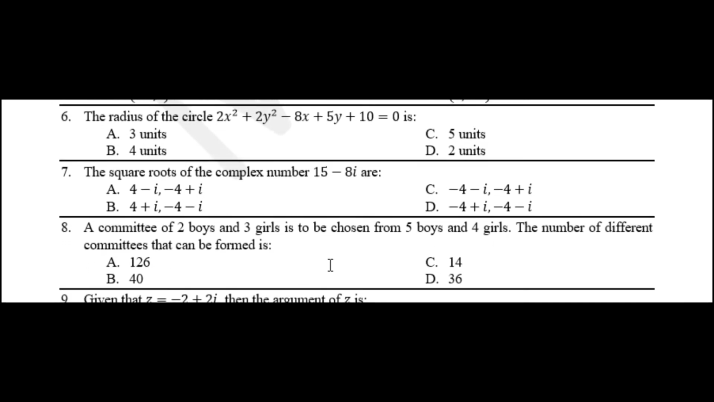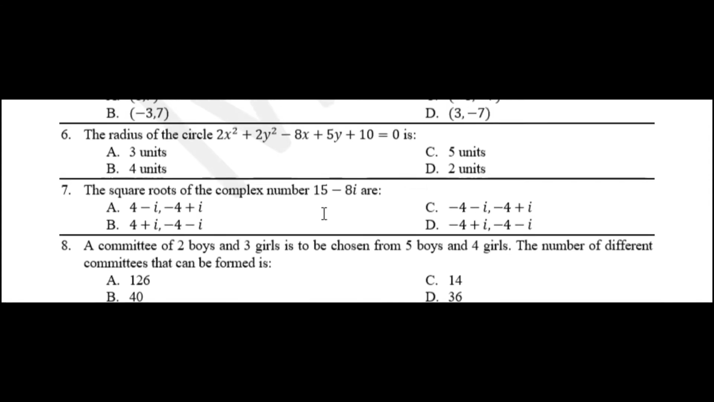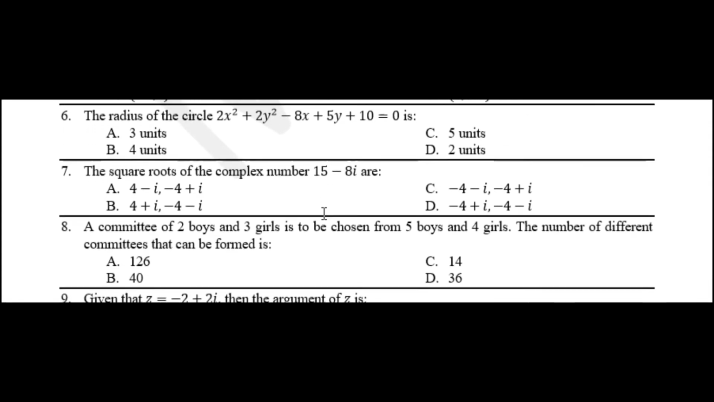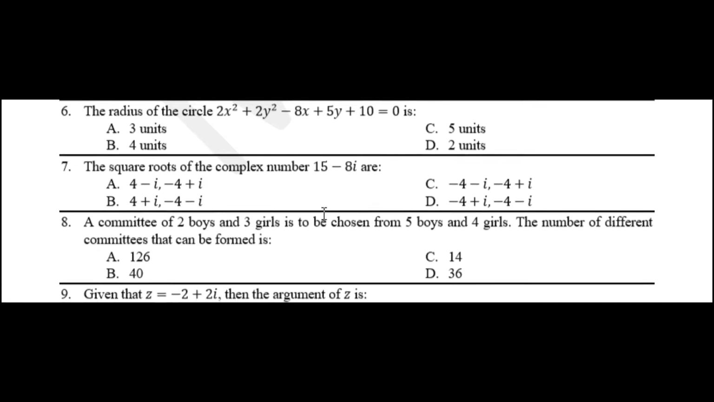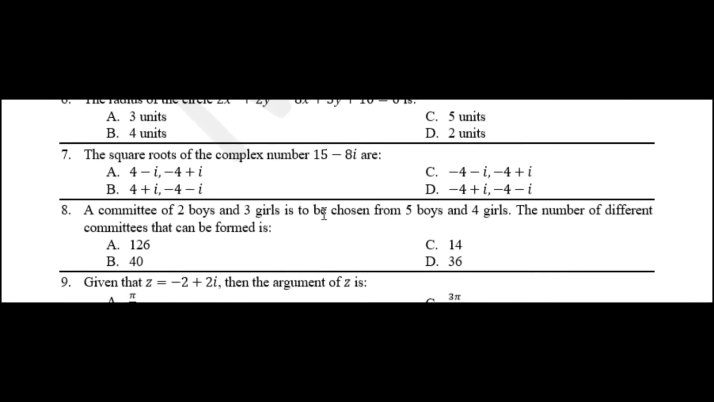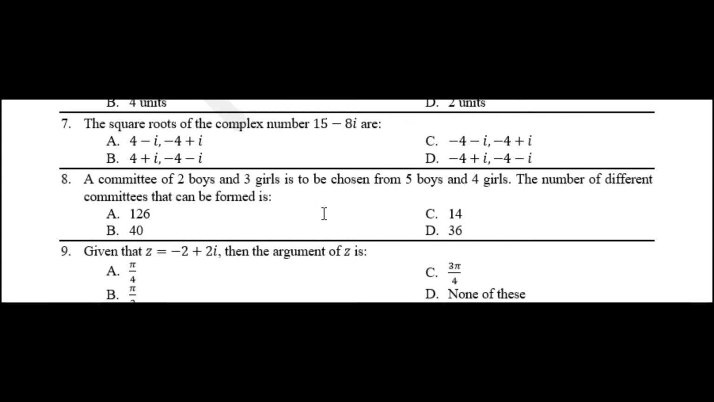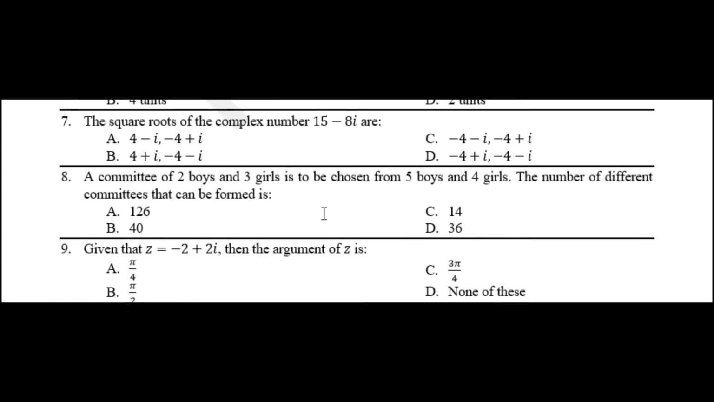First of all, you need to divide all through by 2 to make it look like a circle, because for you to get a circle, the coefficient of x squared and y squared should always be 1. So you start by dividing all through by 2, and then you can look for the radius maybe after completing the square, or you use the formula after finding the center, since you know the value of c can be gotten easily. Now question 7, the square root of this complex number.